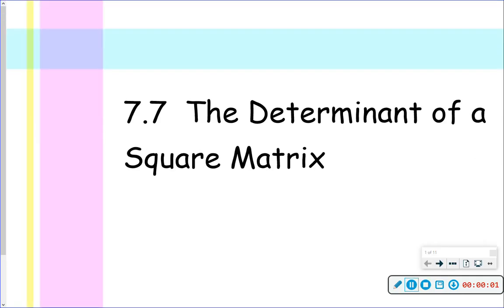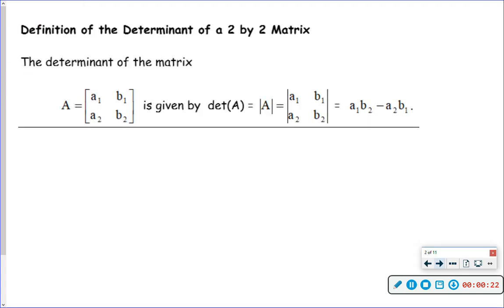So first off, 7-7. Determinant of a square matrix. Now, just like yesterday when we did inverse square, 2 by 2, 3 by 3. You're going to see, well, 1 by 1 is hardly worth talking about, but we're going to show that to you. 4 by 4, 5 by 5, anything larger, of course, into your graphing calculator. So let's show you first 2 by 2s. Okay. So 2 by 2s.